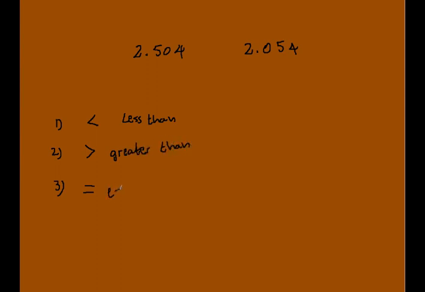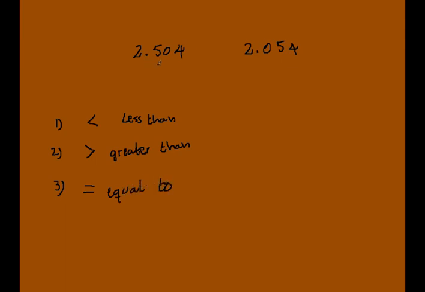Let's take another example, a tricky one. Let's say that you have 2.504 and 2.054. These numbers almost look identical. They almost look exactly the same. Again, let's put down the symbols that we use: less than, greater than, and then equal to here.